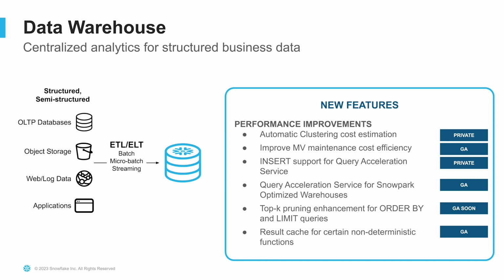Lastly, result cache for certain non-deterministic functions is going to be GA. We've enabled result cache for certain non-deterministic functions like any value, max by, and min by, where even though the results might be non-deterministic, they are cacheable.